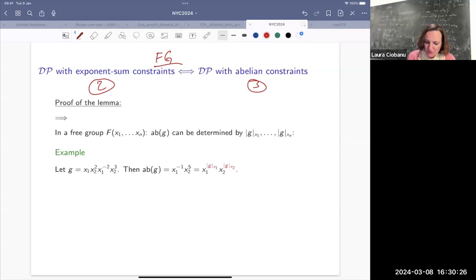So how do you see that? Well, let's say we're in this free group. It's clear that you can determine the abelianization of an element by just knowing the exponent sums of each of the generators. So if this is your element G, then the abelianization is really given by looking at the exponent sums of x1 and x2. So you can immediately get abelianization from knowing exponent sums. Okay, so one direction is quite easy.